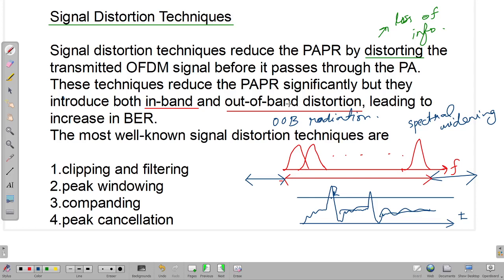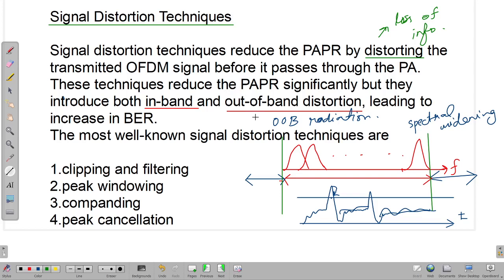And this out-of-band distortion can be easily eliminated if I have a filter which accepts only this range of frequencies, only this bandwidth of signal. But it is not possible to eliminate in-band radiation because it happens within the band of the OFDM signal. There are techniques which can reduce in-band radiation, but in general in-band radiation is more difficult to eliminate than out-of-band radiation. And due to this in-band and out-of-band distortion, it leads to increased bit error rate.